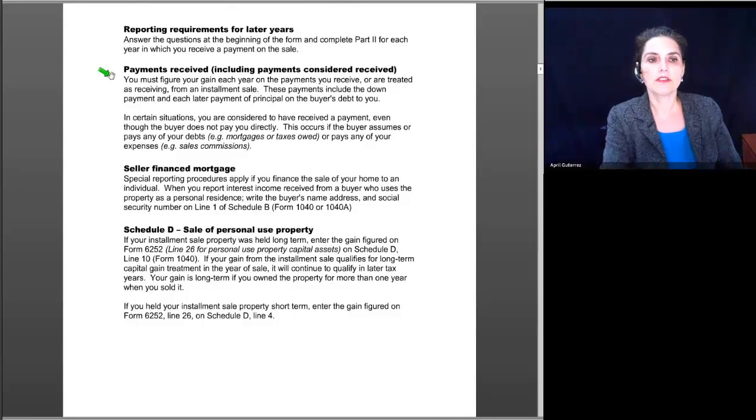Payments received, including payments that are considered received. You must figure your gain each year on the payments you receive or are treated as receiving from an installment sale. These payments include the down payment and each later payment of principal on the buyer's debt to you. In certain situations, you are considered to have received a payment even though the buyer does not pay you directly. This occurs if the buyer assumes or pays any of your debts, for example, mortgages or taxes owed, or pays any of your expenses, for example, sales commissions.